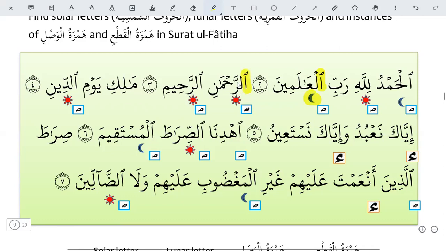Ar-Rahman. There is a ra. So ra has tashdid. You see here there is a tashdid on ra. So it means that this is a solar letter. Ar-Rahman is a solar letter. Ar-Rahim. This noon we are pronouncing with the ra, and ra is a solar letter. And you can see here there is a tashdid on ra. But on alif, on ha, there is no tashdid. That's why we pronounce alif lam.